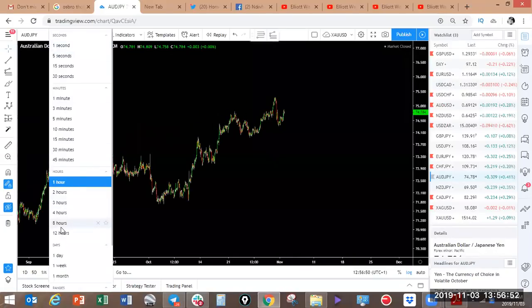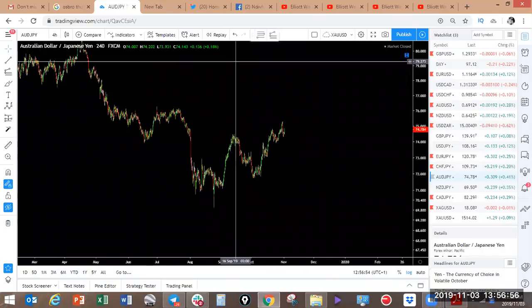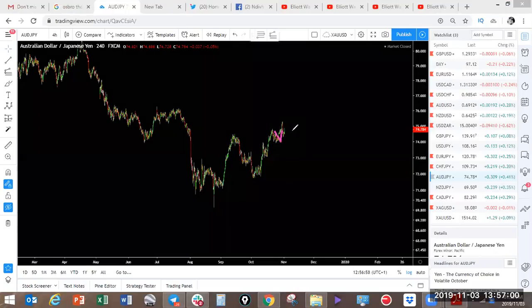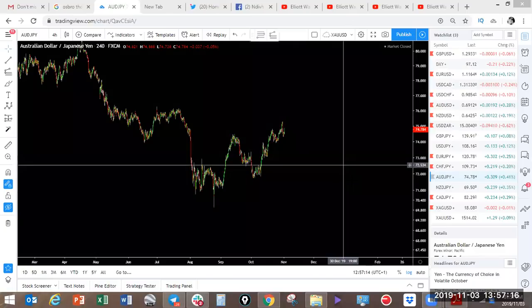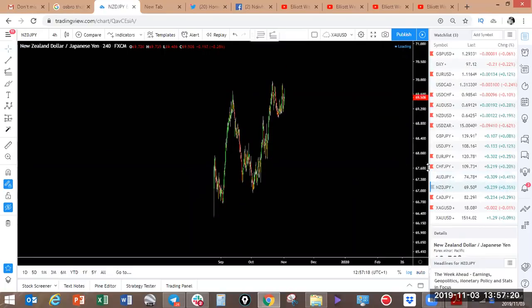So let's have a look on the 4-hour. You can see that it's pushing higher. It's also similar to CAD yen. You can see it's going up like that. It's a move up, it's a move back, it's going up like that. Eventually this should drop like US dollar CAD did. And that's how we're going to be looking at that. All right, very clear setups on the yen pairs. Let's look at New Zealand yen as well.